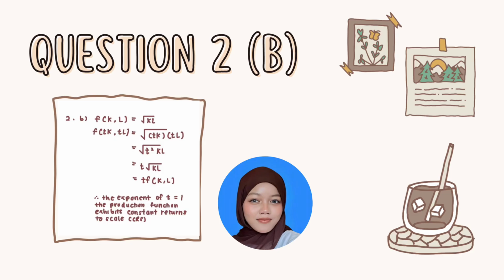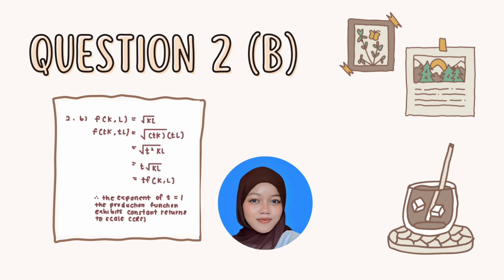For question 2b, the production function is f(k, l) equals the square root of kl. To determine the returns to scale, we multiply both inputs, capital and labor, by a positive constant t. So we substitute tk for k and tl for l. That gives us f(tk, tl) equals the square root of (tk multiplied by tl).